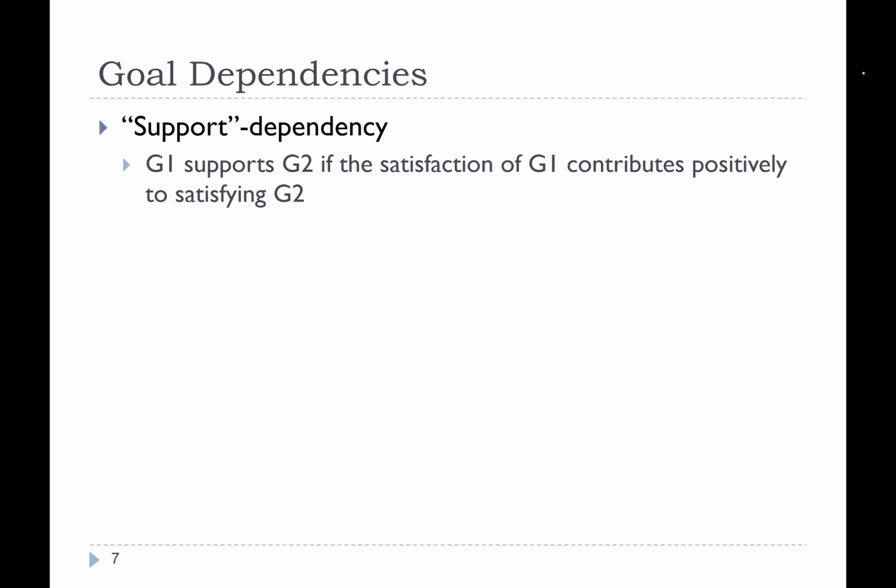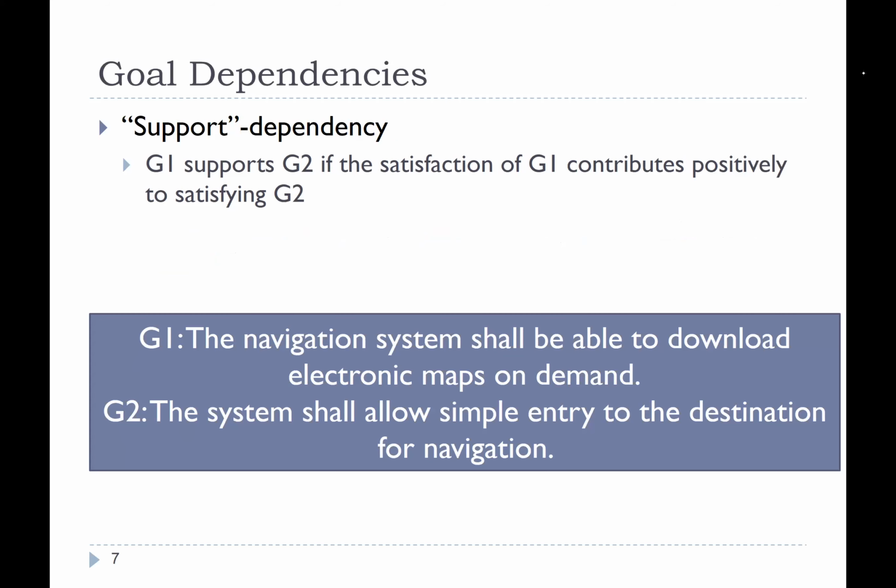Another dependence is called support. It says G1 supports G2 if the satisfaction of G1 contributes to the satisfaction of G2. Now, you can think of support as the more lenient cousin of require. So when G1 supports G2, that doesn't mean that without G1, we can never have G2. We can still do it. But with G1 being available, it helps us to offer G2. For example, it does some part of the functionality for us.